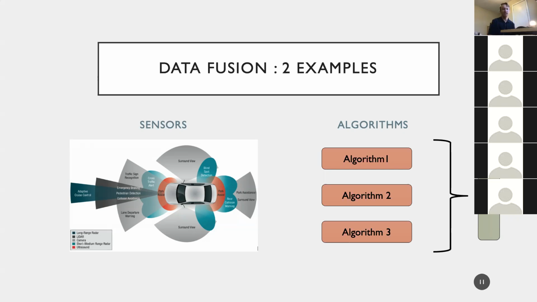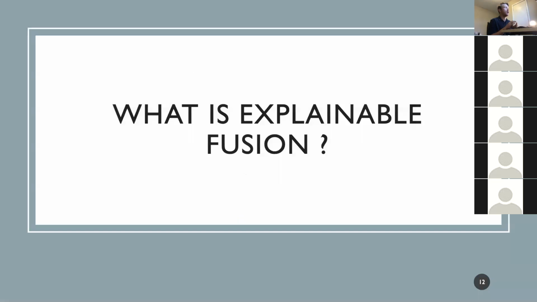And so in both of these scenarios, we're wanting to fuse things. And the question is, one, how do we fuse? And then two, what actually happened in the fusion? Is it explainable? Is there something that happened that we can actually understand? And so as we go to the next slide, it's going to be, what is explainable fusion?